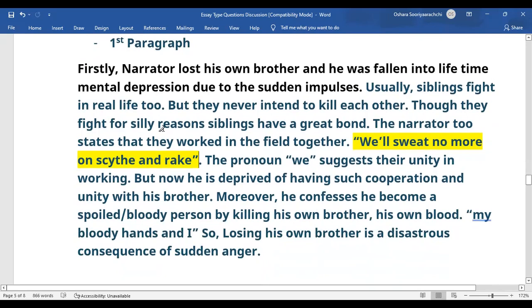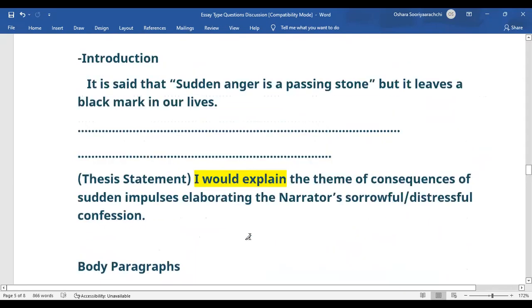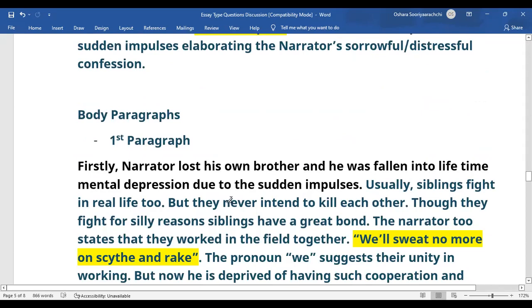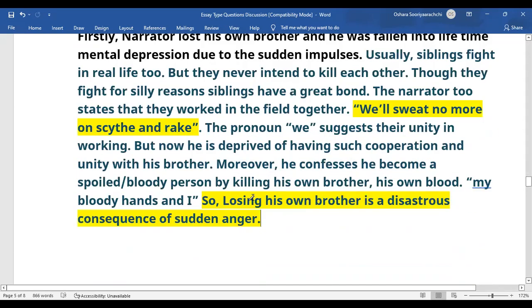And I'm again telling you, we always have to make sure that we are writing things relevant to the question, right? So at the end of the first paragraph, I have again mentioned, so losing his own brother is a disastrous consequence of sudden anger. Again, I have addressed the question. You can see at the beginning of the paragraph also, I have written one consequence. And after proving the things, finally at the end of that paragraph, I have again referred to the question and said, so losing his own brother is a disastrous consequence of that sudden anger.